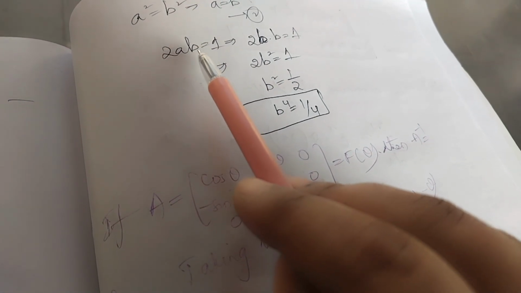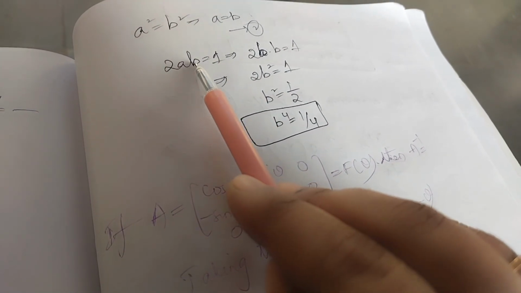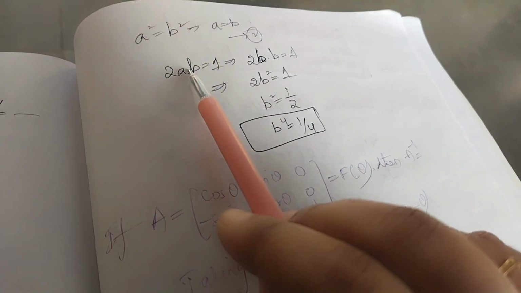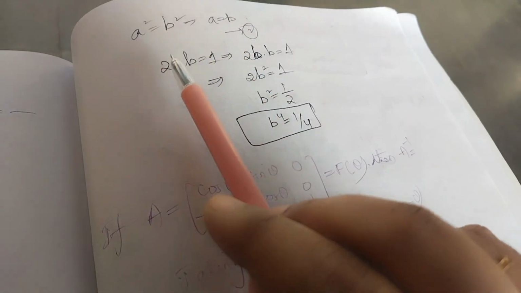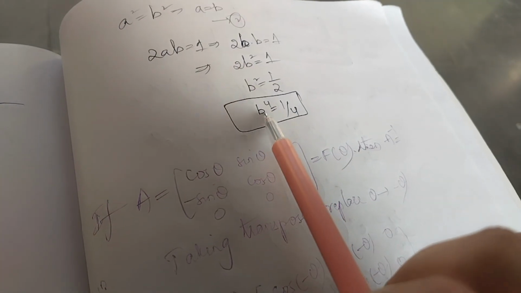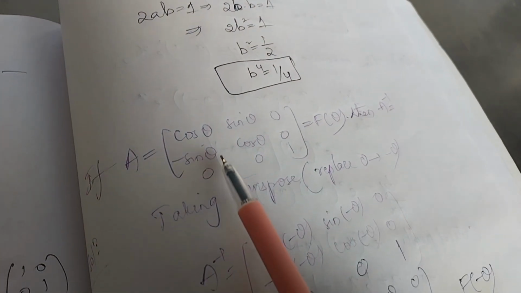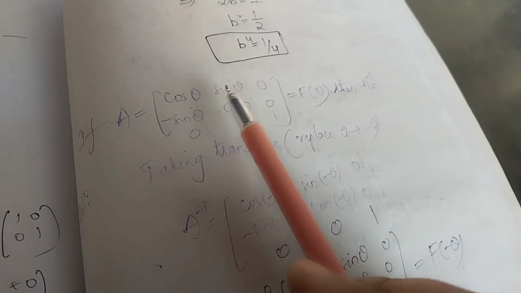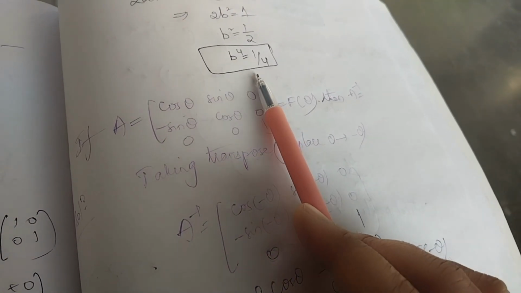Since I have to find B power 4, and B equals A, substitute here: in place of A we substitute B, then we get 2B square equals 1, then B square equals 1 by 2. From this, B power 4 is equal to 1 by 4. So this is the latest 2025 question paper of mathematics for computer science engineering.